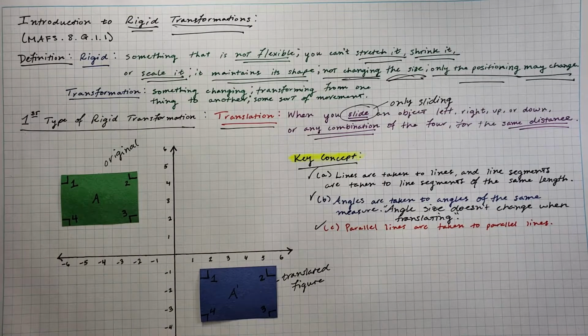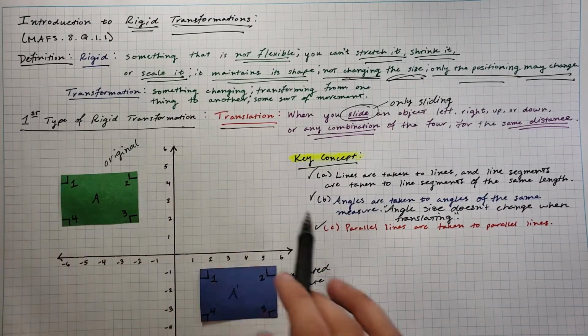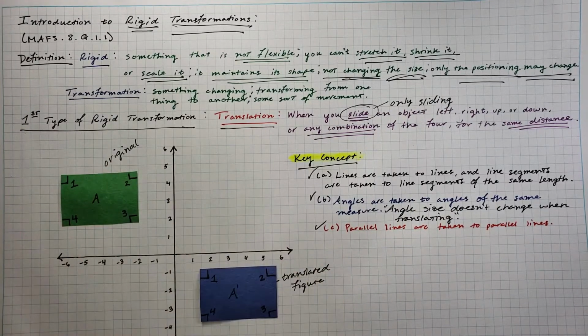All right, so that's going to be it for this short video on translations, the first type of rigid transformations. In the upcoming videos, we're going to look at some more types of rigid transformations. Okay, thanks guys. See you in the next video.